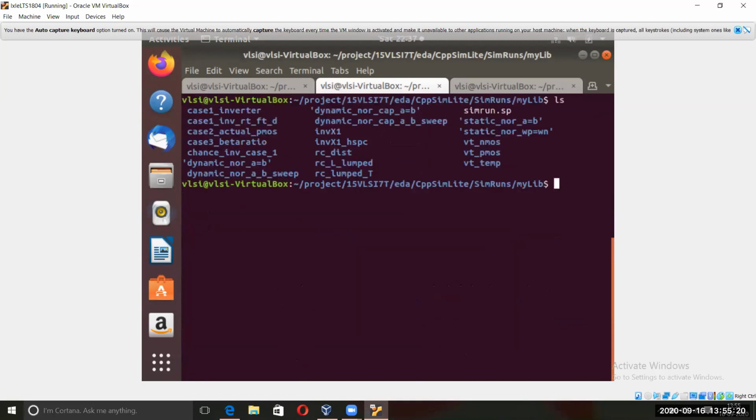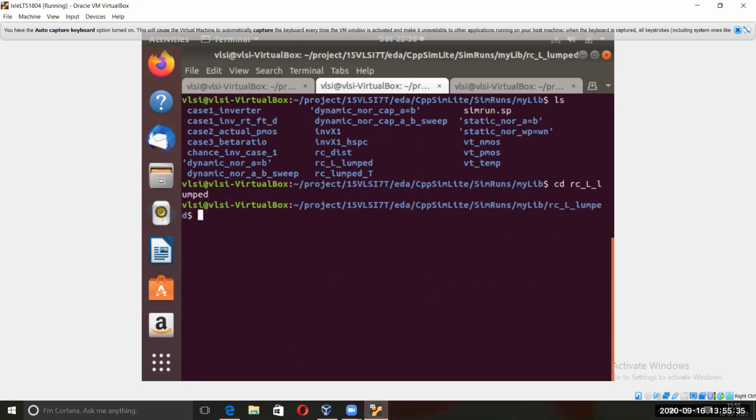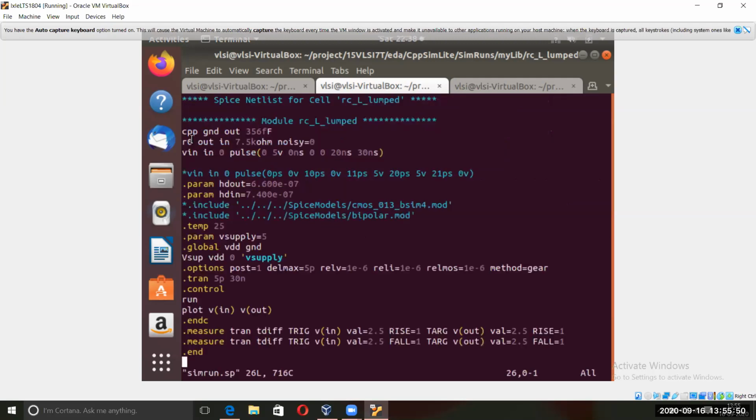So it was in our RC lumped folder, so CD, then RC, then the Simran. You are following this path. I think by now there should not be any problem with this path thing. Okay, so then open your file.